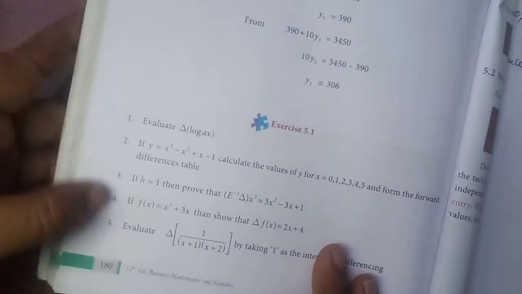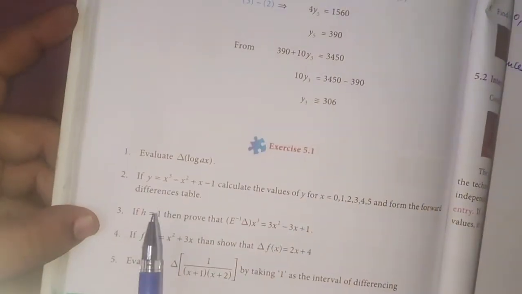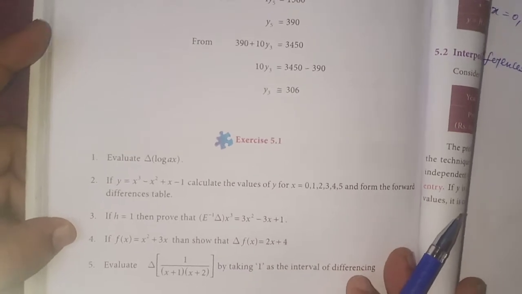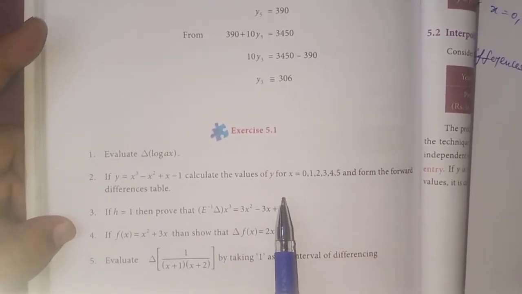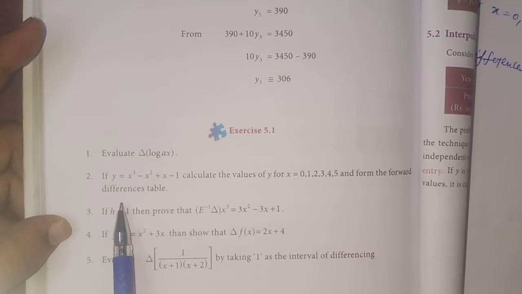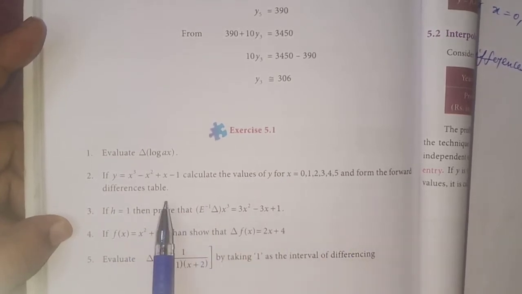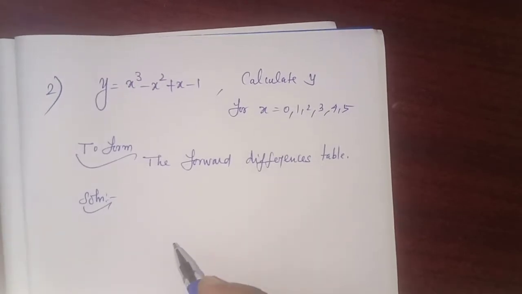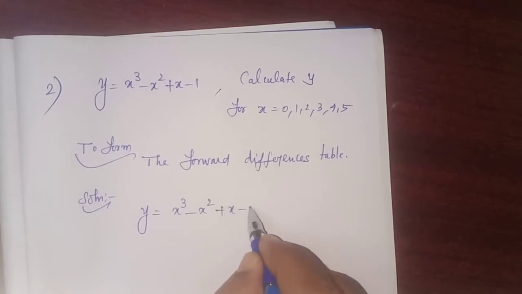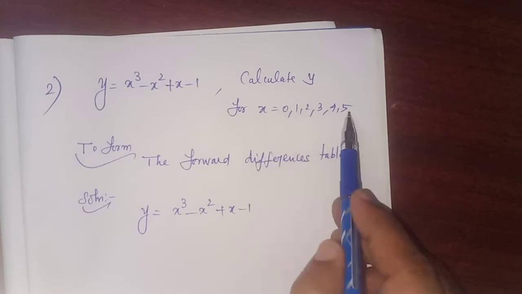Now problem number 2. If y equals x cube minus x square plus x minus 1, calculate the values of y for x equals 0, 1, 2, 3, 4 and 5 and form the forward differences table. So y is equal to x cube minus x squared plus x minus 1. X values are all given, 0 to 5.